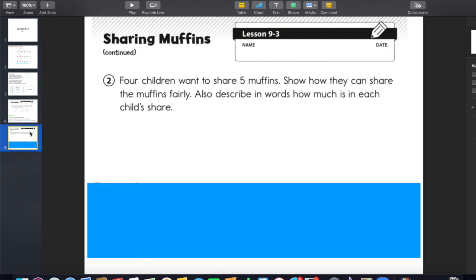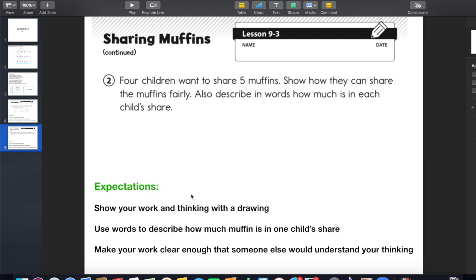4 children now want to share 5 muffins. Show how they can share the muffins fairly. Also, describe in words how much is in each child's share. So 4 children are sharing 5 muffins. The expectations are the same. You need to show your work and thinking with a drawing.